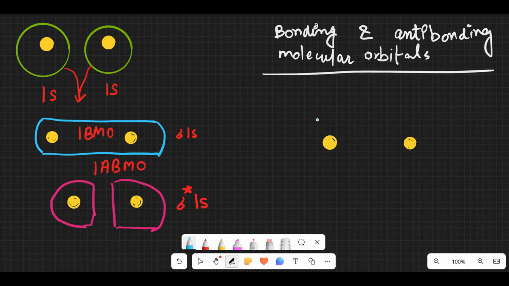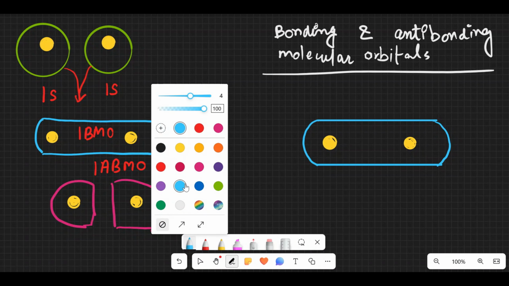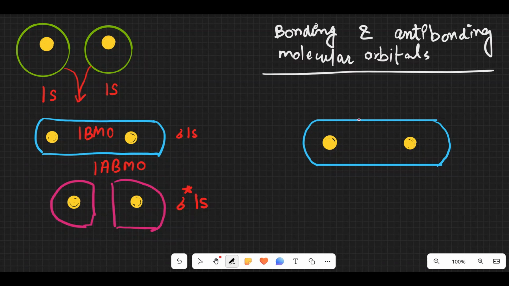The major difference between bonding and anti-bonding molecular orbital is that the lobes of the anti-bonding molecular orbital don't assist the upholding of a bond. You can see that this is the bonding molecular orbital, and this is the anti-bonding, and the space occupied by the anti-bonding molecular orbital does not lie between the nuclei.